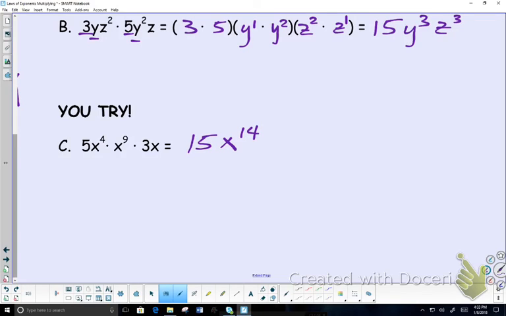So if you notice in this first one, I got 2 constants. I did 5 times 3, which gave me 15. And then I've got x to the 4th, the 9th, and the 1st. 4 plus 9 plus 1. That's the same thing as 14. So I ended up with 15x to the 14th power.